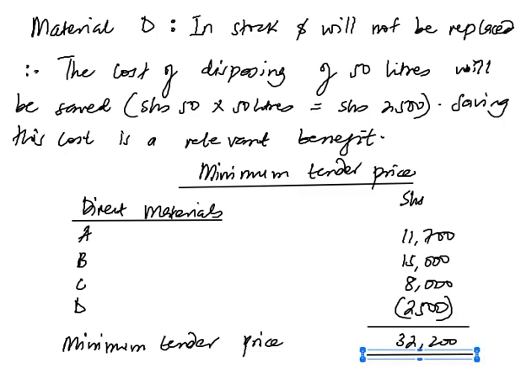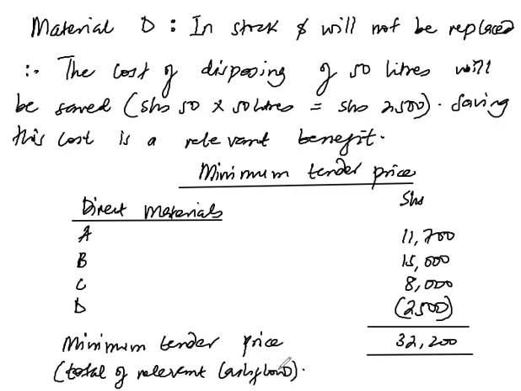Of course, the minimum tender price will equal the total of the relevant cash flows. So that's it all. In this session, we have seen how to come up with the relevant cost of materials. In my other videos, I'll explain how we can come up with the relevant cost for labor, and then how we can apply the concept of relevant costing to short-term decisions.